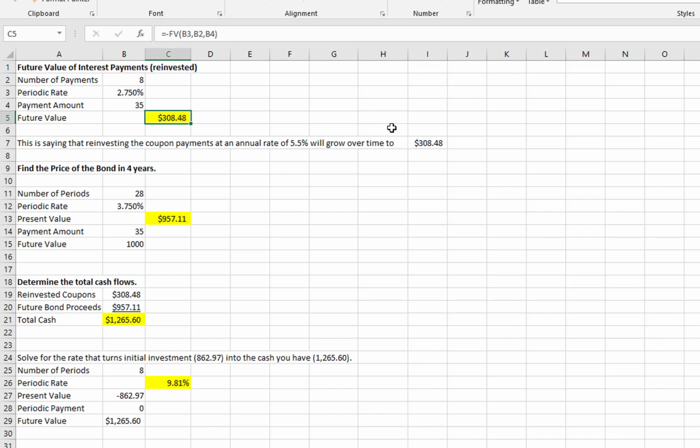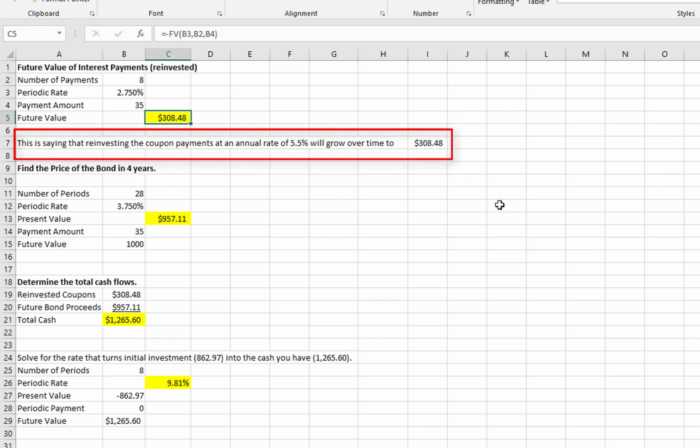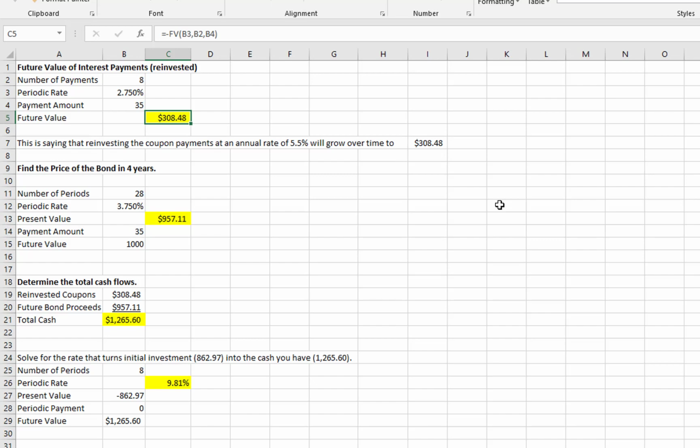So we get an answer of $308.48. And so this is saying that by reinvesting the coupon payments at an annual rate of 5.5%, we'll end up with $308.48 after 4 years. So that's the first step in figuring out our total return percentage.